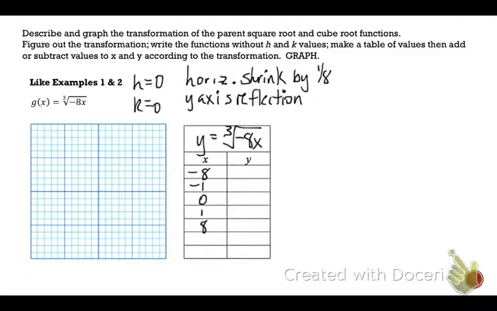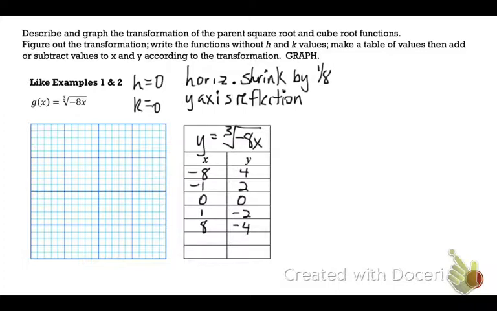Our multiplier of 8 will still allow us to have perfect cubes when we do that. So negative 8 times negative 8 is positive 64, and the cube root of positive 64 is 4. The cube root of positive 8 is 2, and then of 0 is 0. The cube root of negative 8 is negative 2, and then negative 64 is negative 4.